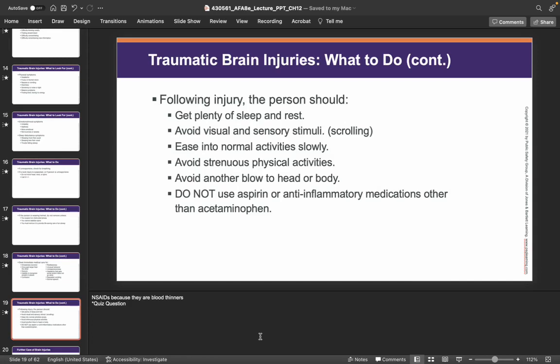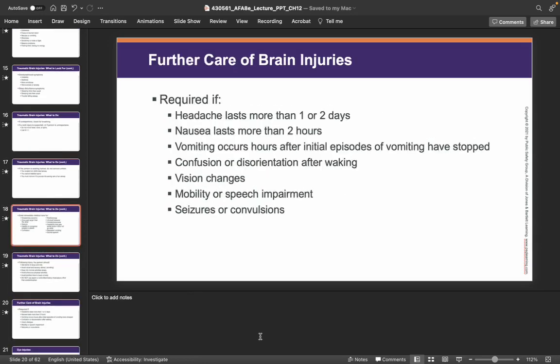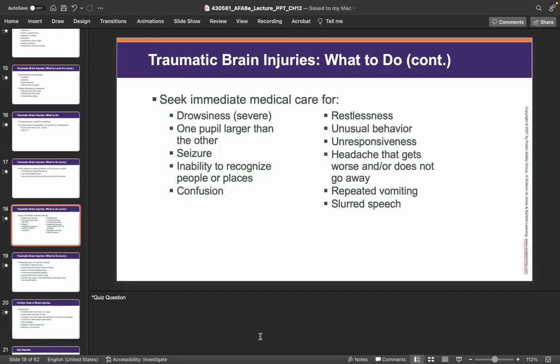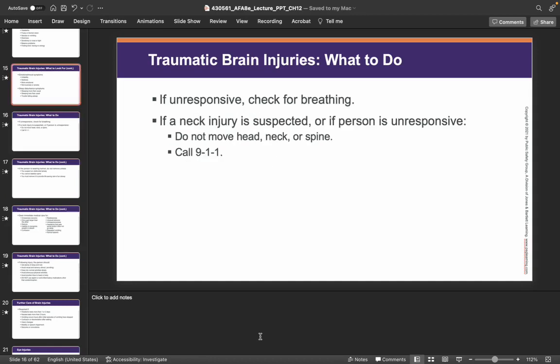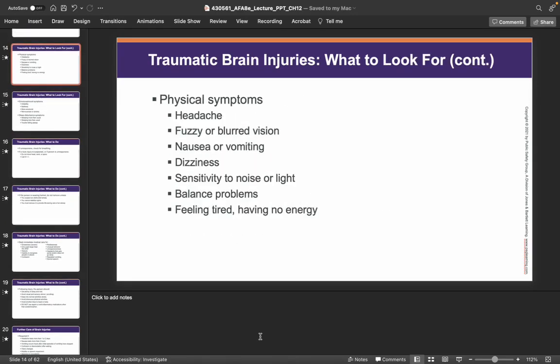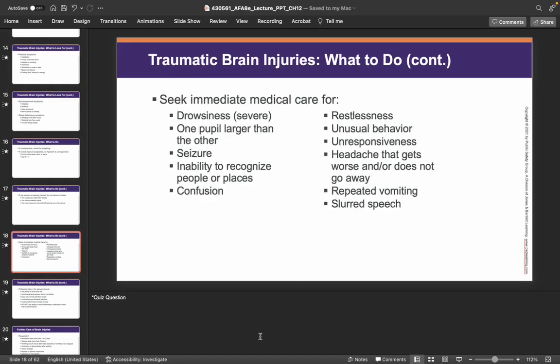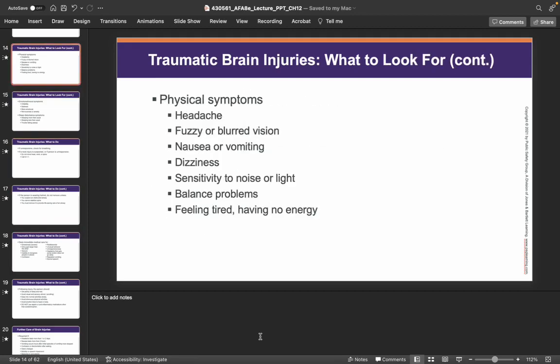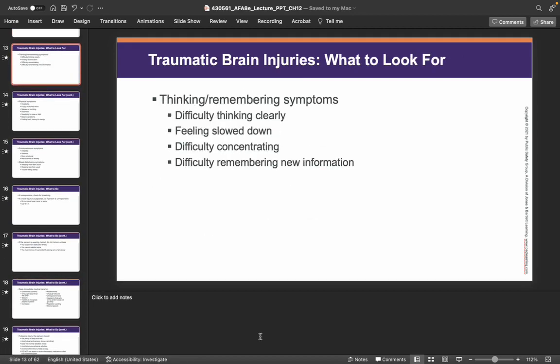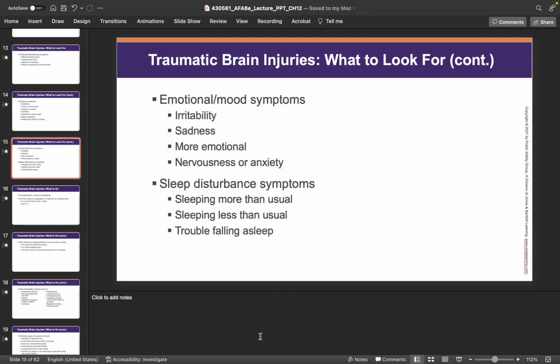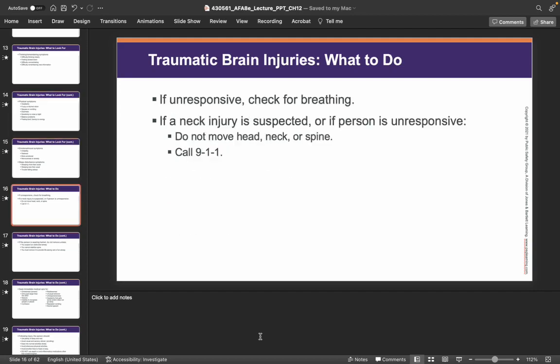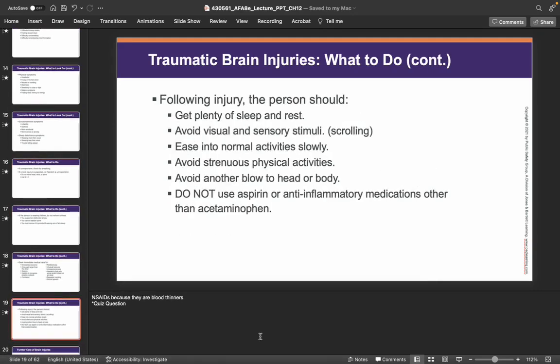Okay, so following a traumatic brain injury, make sure that, by the way, I don't know if I mentioned this. This is a quiz question. And I didn't mention it earlier, but when we talked about these symptoms of traumatic brain injuries, these are also a quiz question. So these 3 slides right here: thinking, remembering, physical, emotional, and sleep disturbance symptoms. Okay, so getting back to it.